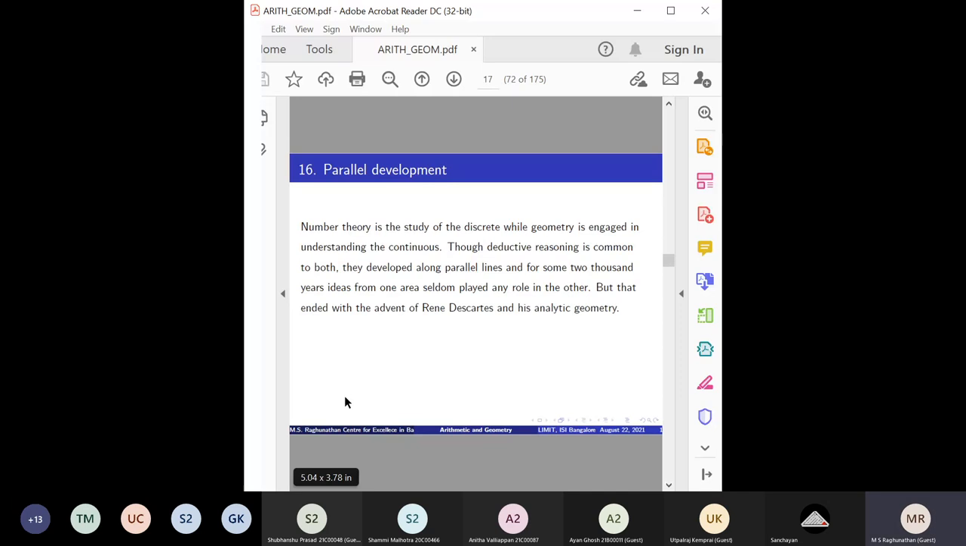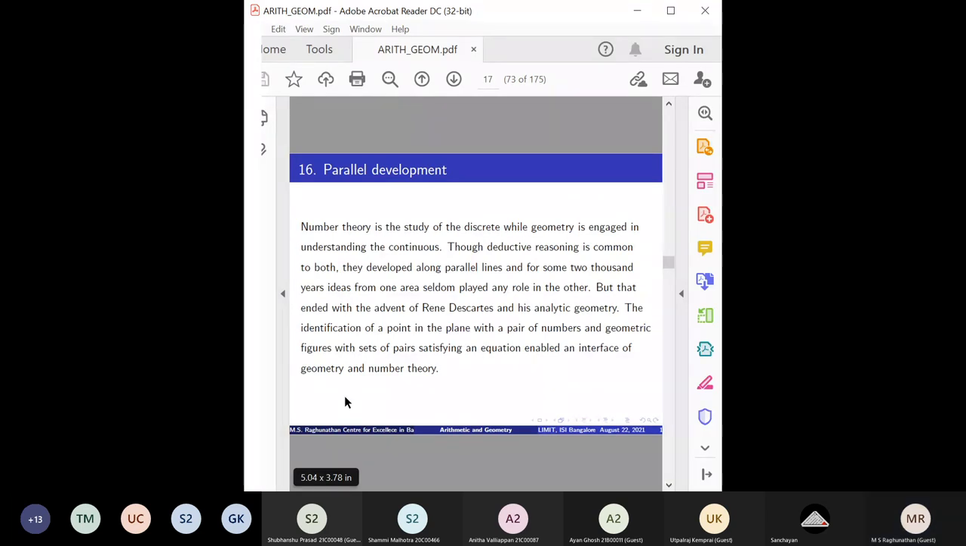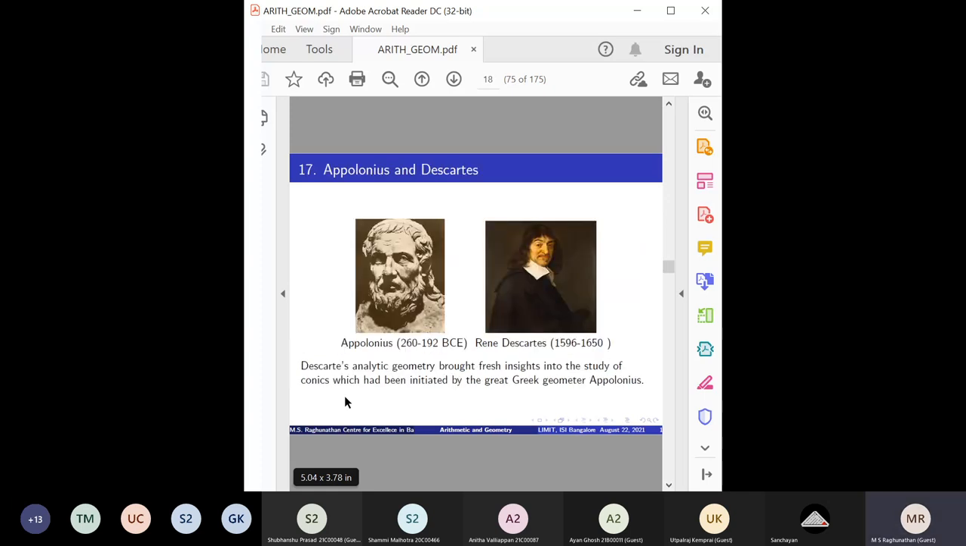But that ended with the advent of René Descartes and his analytic geometry. The identification of a point in the plane with a pair of numbers and geometric figures with sets of pairs satisfying an equation enabled an interface of geometry and number theory. Geometric figures were described by algebraic equations between two numbers x, y. And if the algebraic equation has all the coefficients in Q, and if you look for solutions which lie in Q, that's essentially number theory. Or solutions which lie in integers, that would essentially be asking a question in number theory. So this is how geometry gets related to number theory. I will presently give an example of this. Here is a picture of Descartes.